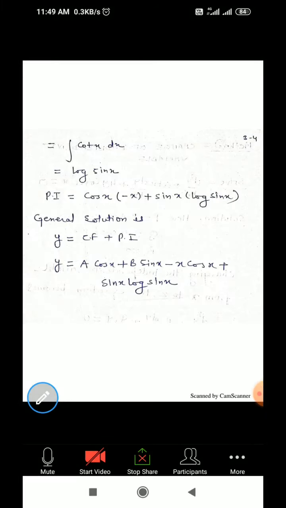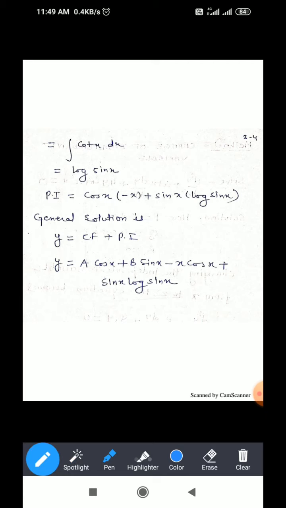So after simplifying, v is equal to the integration of cot x dx. Now the integration of cot x dx is equal to log sin x. So u is equal to minus x and v is equal to log sin x.